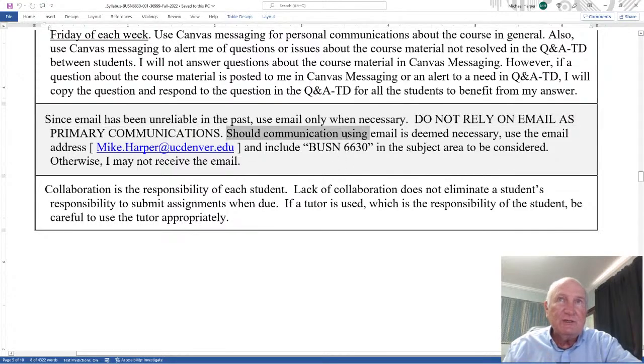Should communication using email be deemed necessary, for example, you need to talk to me and submit things or upload things or something, use the email address here, and include BUSN 6630 in the subject area so I'll know what course it's in. Otherwise, I may not receive the email.